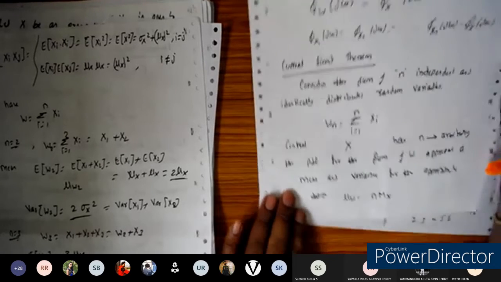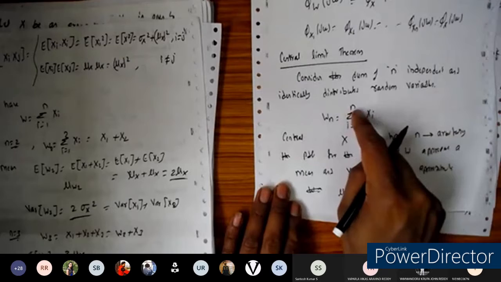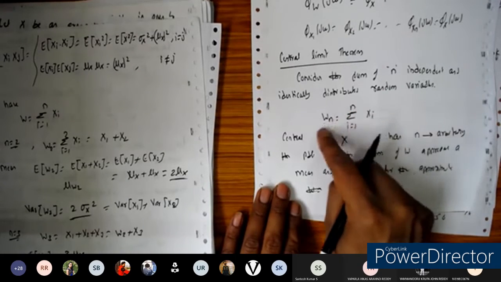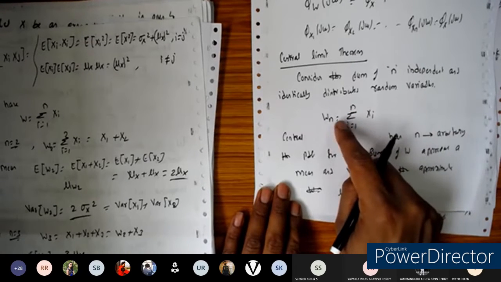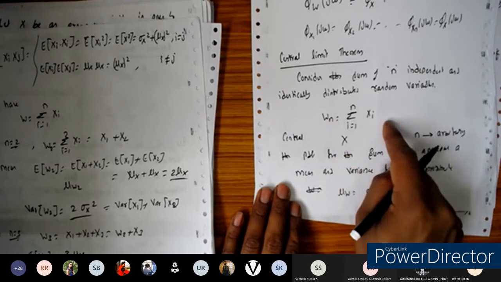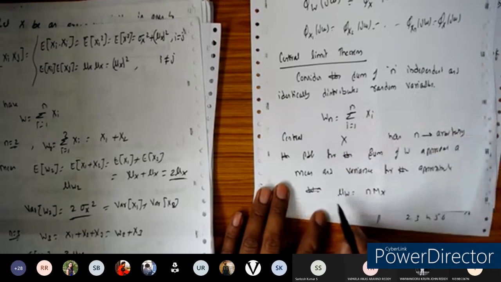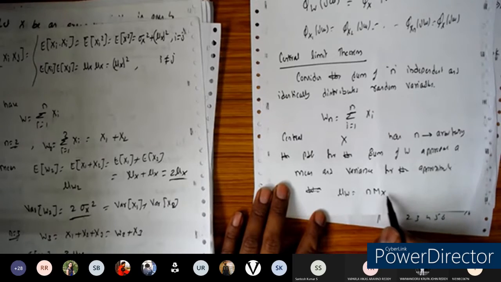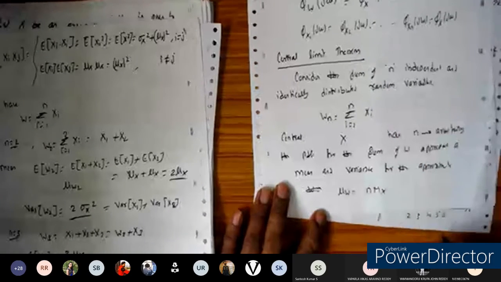So what the central limit theorem states is that if the value of n becomes large, then this will be approximated as a Gaussian random variable. The mean of that can be approximated like this: nu of W is equal to n times the mean of x. It is the same as what we have seen earlier.